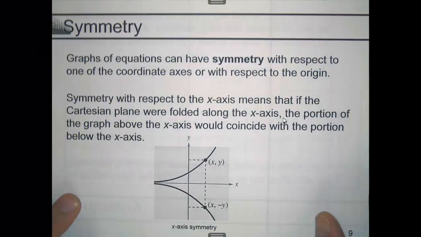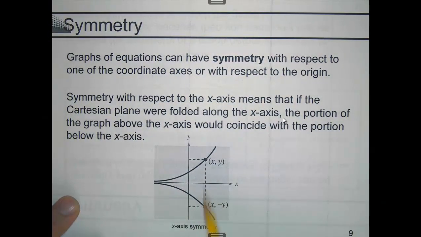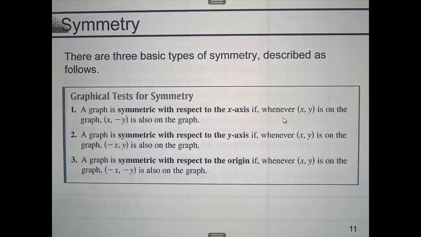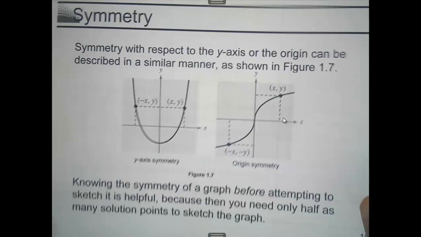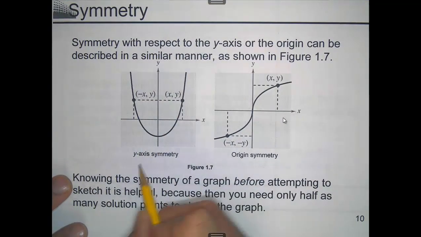Okay, we'll talk about symmetry throughout the year. This graph right here has x-axis symmetry. We won't see a whole lot of that. But we will talk about symmetry in terms of even and odd later. For example, a parabola has y-axis symmetry, so this is going to be an even function.